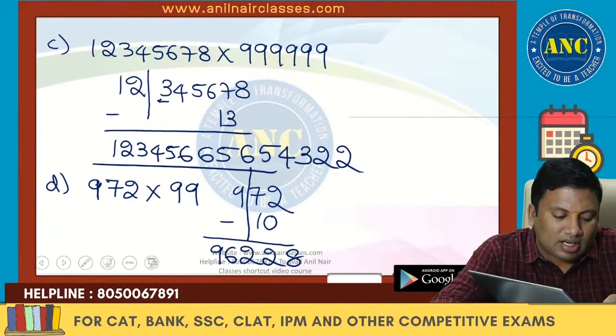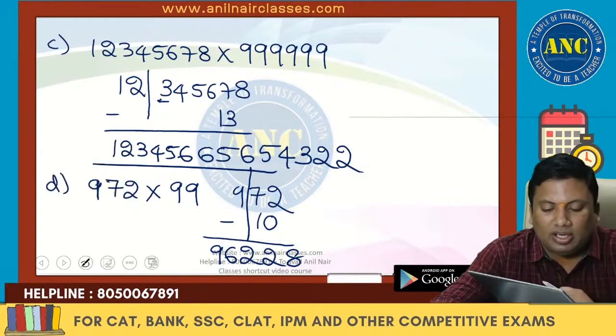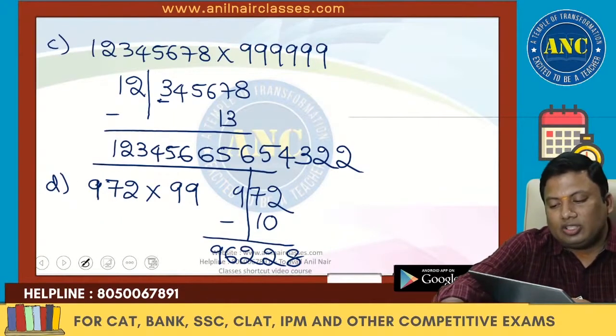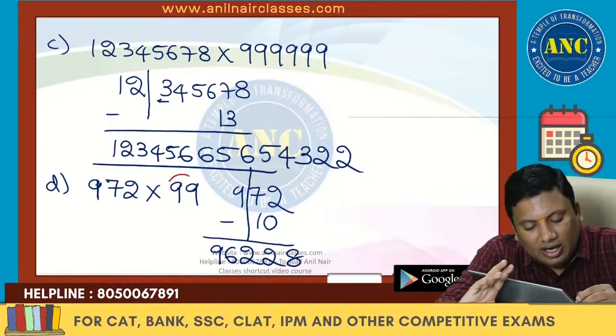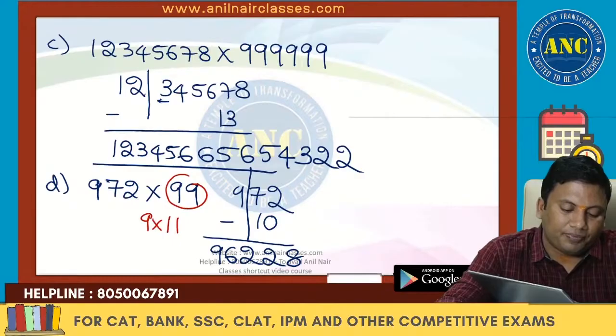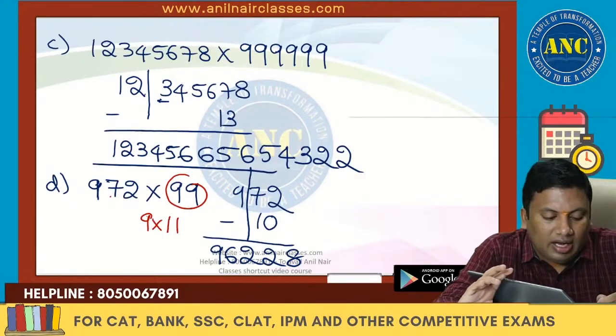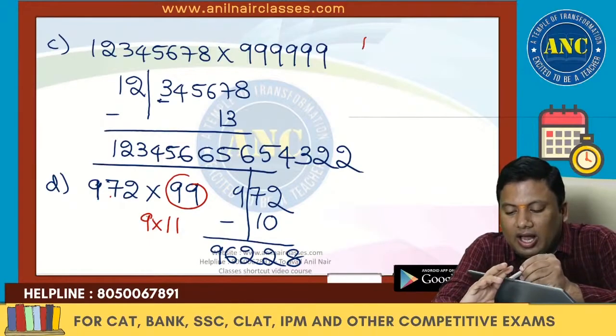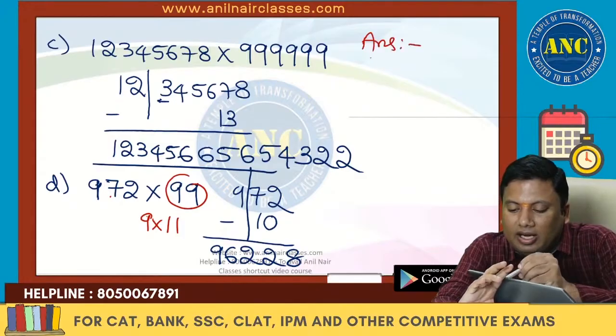Now, one minute, sir. If it is given in the examination, probably you can do it in a different way. See here, 99. 99 is 9 into 11. 9 into this number. Right? Answer digital sum will be 9.